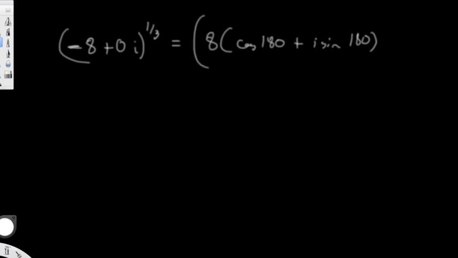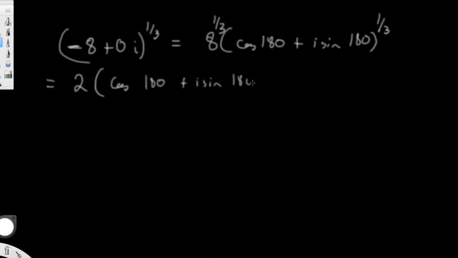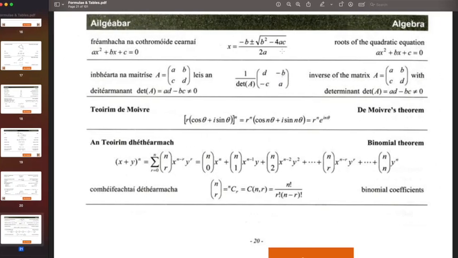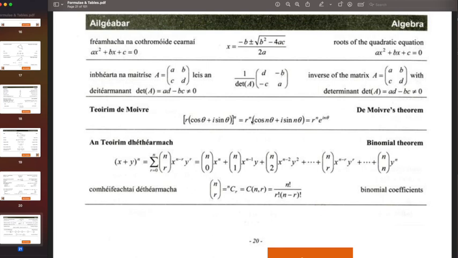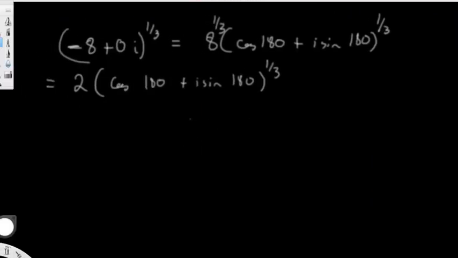So if we're taking this whole thing to the power of a third, that means that we can take a and b to the power of a third separately like this. Now, first of all, 8 to the power of a third is 2. And then cos of 180 plus i sine 180 all to the power of a third. This is the thing that we have to work out. And this is what we're going to use De Moivre's theorem for. So let me just drop that in.